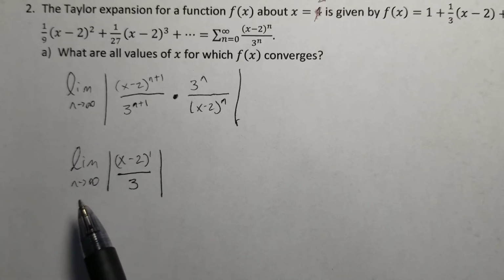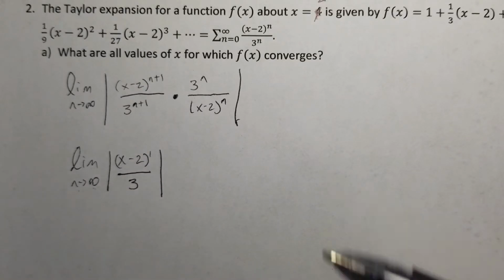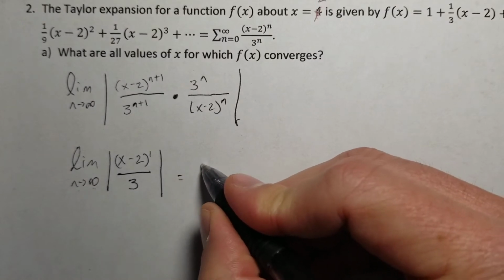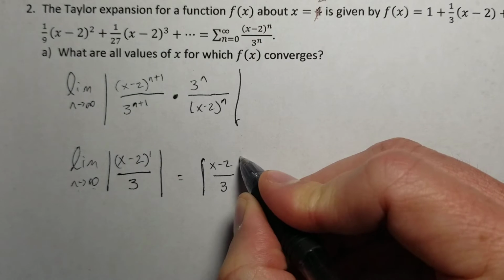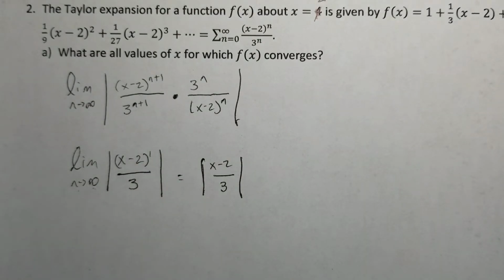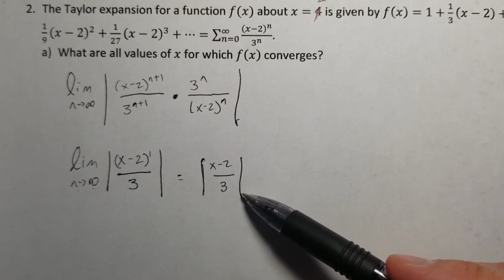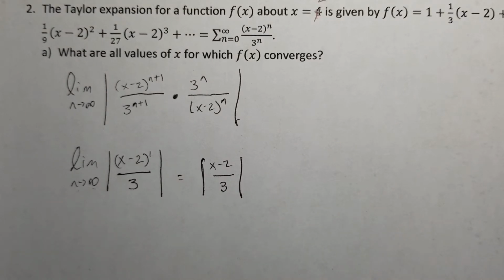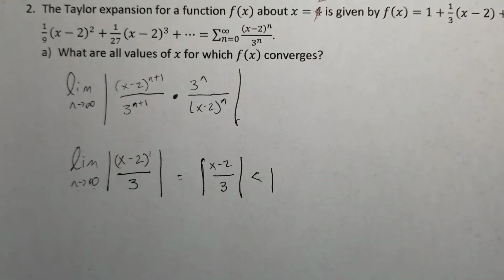Now we can go ahead and compute our limit as n goes to infinity. There are no terms of n, so this is just going to equal the absolute value of x minus 2 over 3. And because this is a ratio test, it will converge when the ratio is less than 1. So I want to have the absolute value of x minus 2 over 3 less than 1.